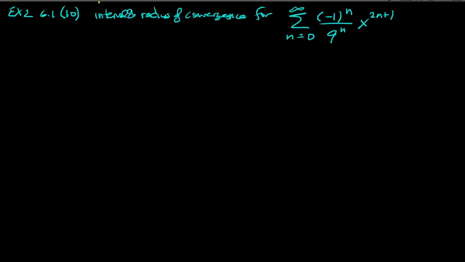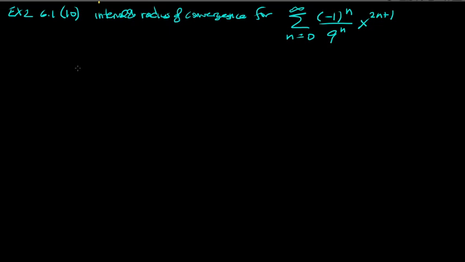Okay, second example, also from the book, number 10. We want to find the interval and radius of convergence for this series. Here my Cn is negative 1 to the n divided by 9 to the n, so this is an alternating series, times x to the 2n plus 1. So the powers of x are only going to be odd numbers.